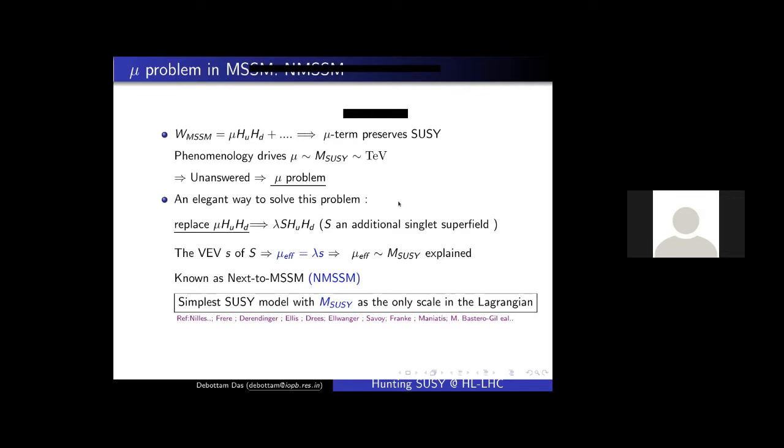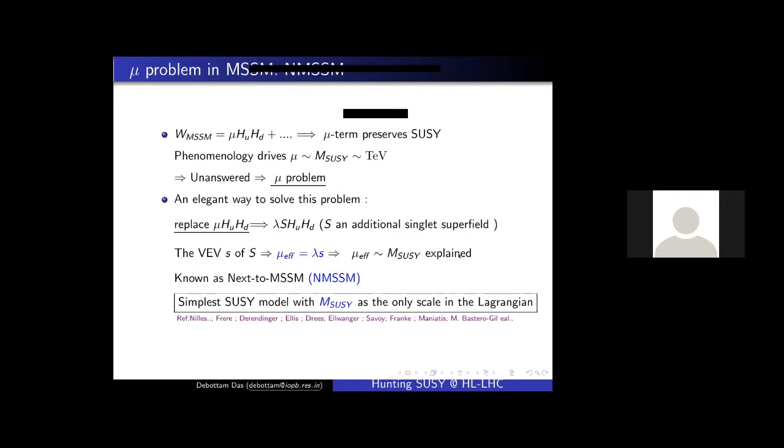So basically one has to replace this mu term with this lambda S HU HD. And once the scalar component of this singlet superfield acquires a vev, one would get a mu term of the order of the supersymmetry M SUSY scale. So this is how the mu problem is tackled in the next-to-minimal supersymmetric standard model. And this is the simplest SUSY model with M SUSY as the only scale in the Lagrangian.